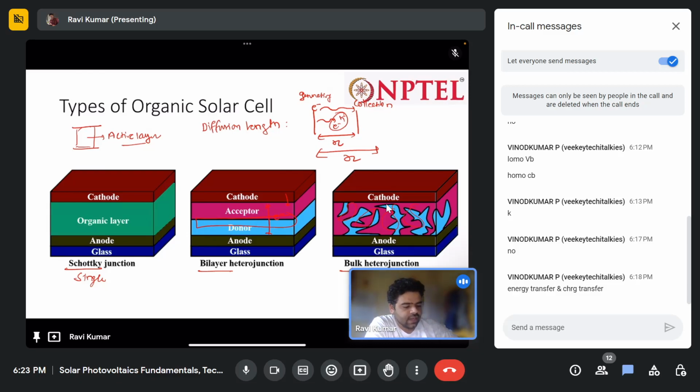That's why there is the bulk heterojunction solar cell. Here, the acceptor and donor are all blended together, so the impact of this low diffusion length is minimized. That's because our ultimate goal is to collect a large number of charge carriers which are being generated due to sunlight.